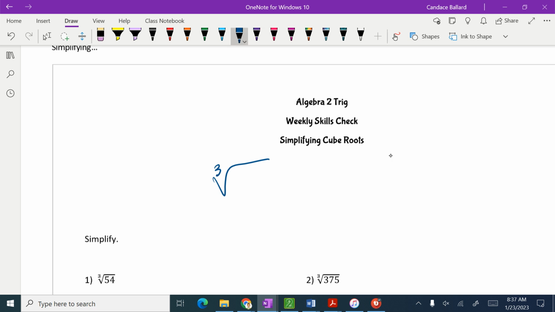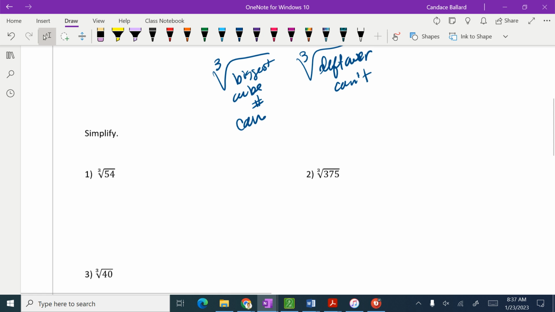Okay, so we've got the biggest cube number, which you can take the cubed root of, and then this is the leftovers basically, right? We put our leftovers over there, which you can't take the cubed root of. All right, so let's just talk numbers. I'm going to do my can and my can't do cube root. Make sure you get the little cubed root in there on the index, okay?